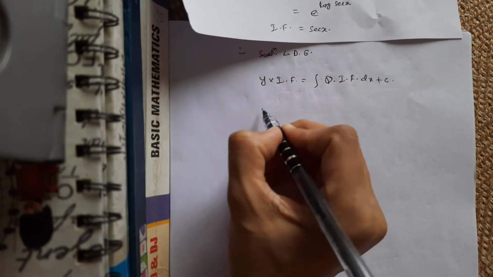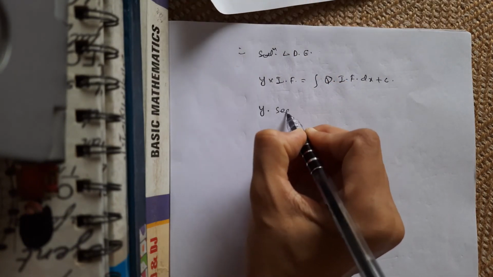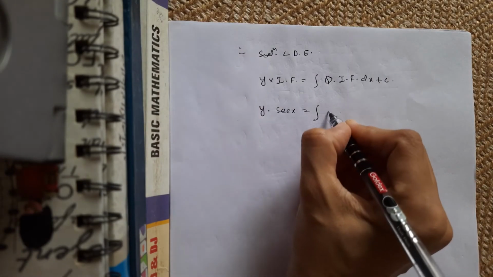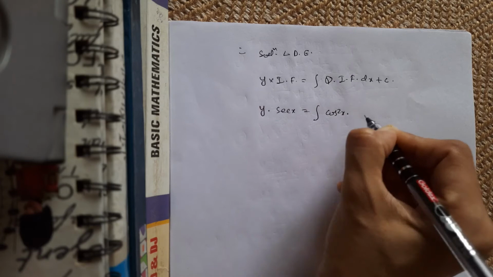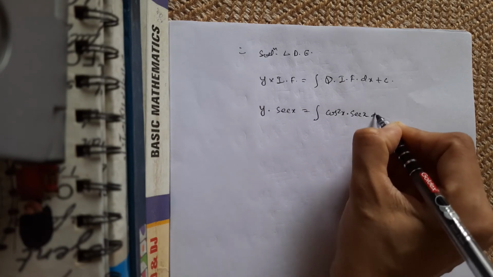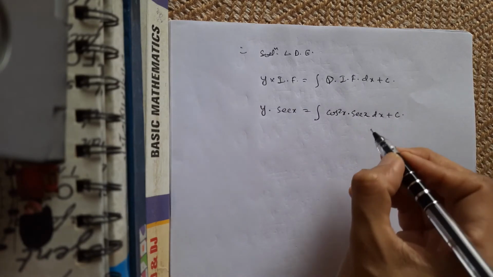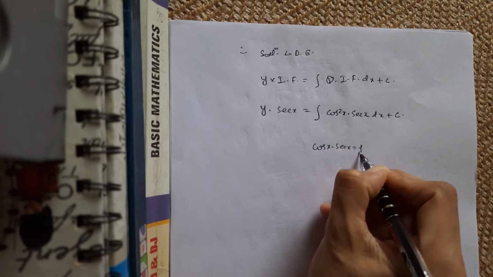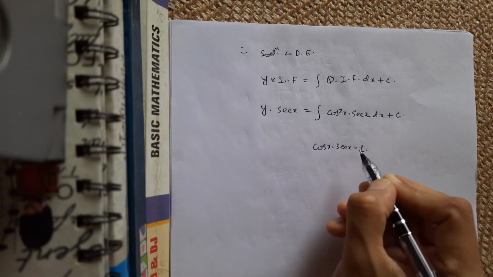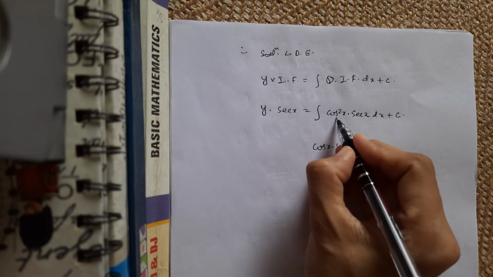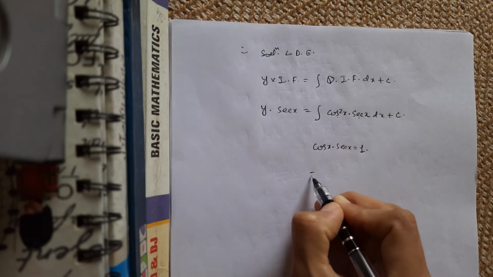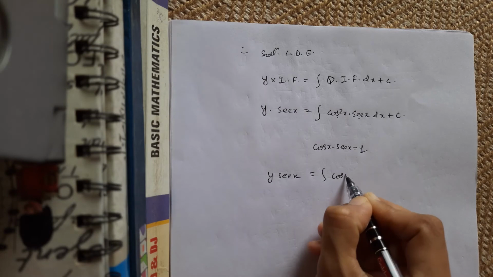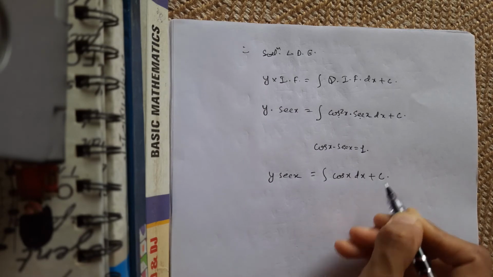So now y into sec x equals integration of Q, which is cos square x, so cos square x into sec x dx plus C. Now I know that cos x into sec x is equal to 1, because cos and sec are inverse of each other. So one cos x gets cancelled with sec x, and I will get y sec x equals integration cos x dx plus C.